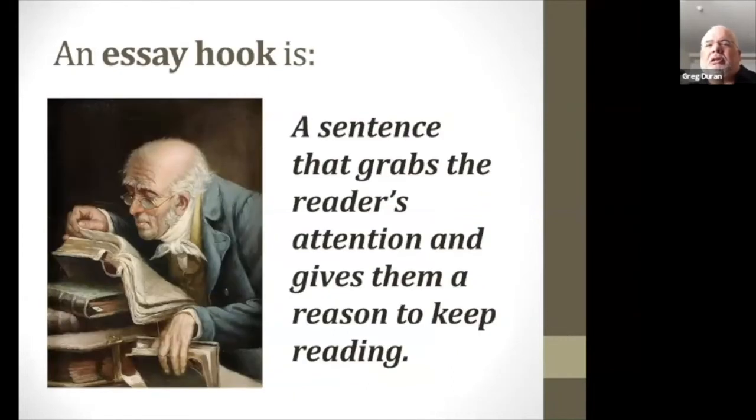So, in a nutshell, the essay hook is a sentence that grabs the reader's attention and gives them a reason to keep going. Next.